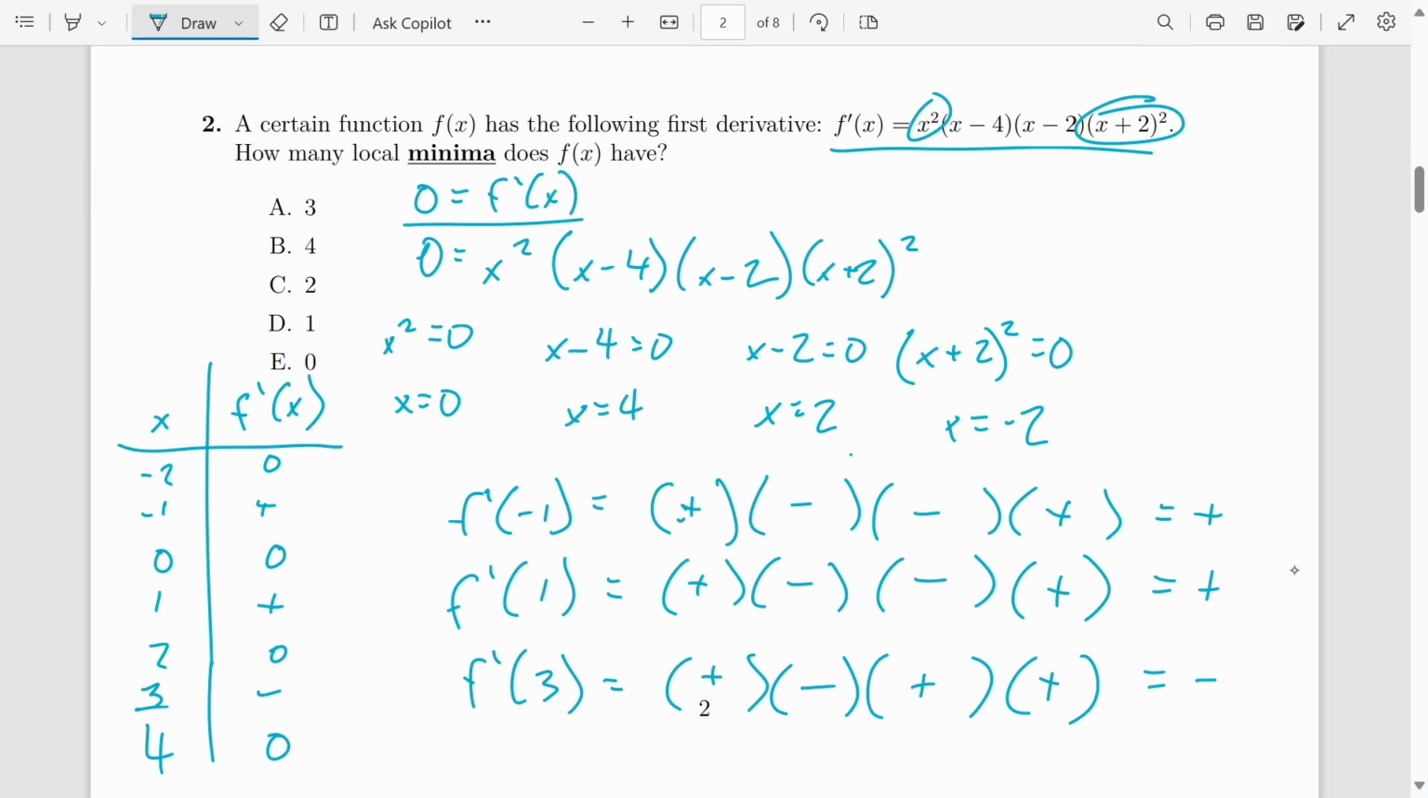Negative right there. And since we're concerned with the number of local minima, we're trying to find the intervals in which we have a negative sign, in which we have a minus. And we have 1. It's right down there. We have a minus surrounded by our 2 critical points, so we know we only have 1 local minima. Answer choice D.